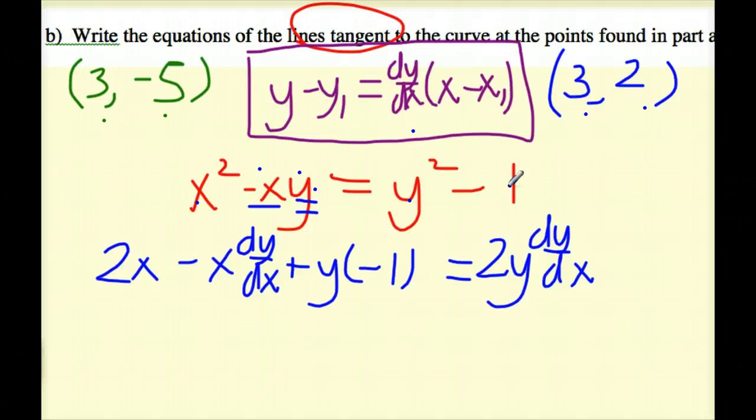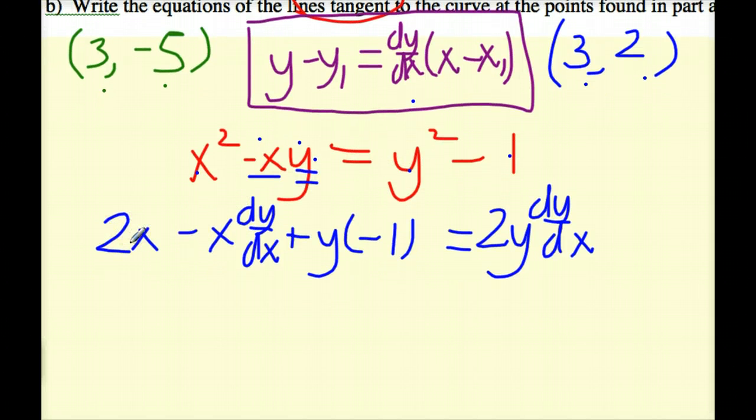So the question is, do I need to simplify all of this and then plug in, or plug in and simplify? Well, the easiest thing to do is to plug in and then simplify. So let's first take our green point. So if I take 3 and negative 5, I get 2 times 3 minus 3 dy dx.